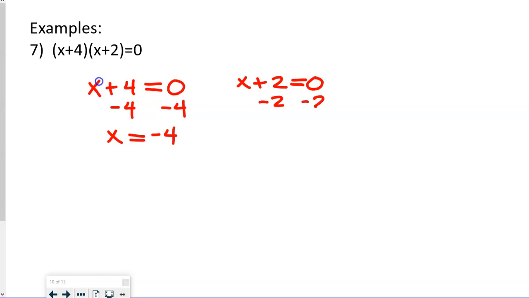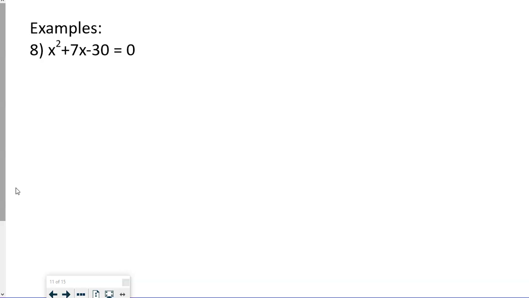Subtract 2 from both sides, so x is equal to negative 2 here. Recall what these are. These are where the equation crosses the x-axis. So this next example is not factored for us, so we have to factor it first. Then we're going to set our factors equal to 0.